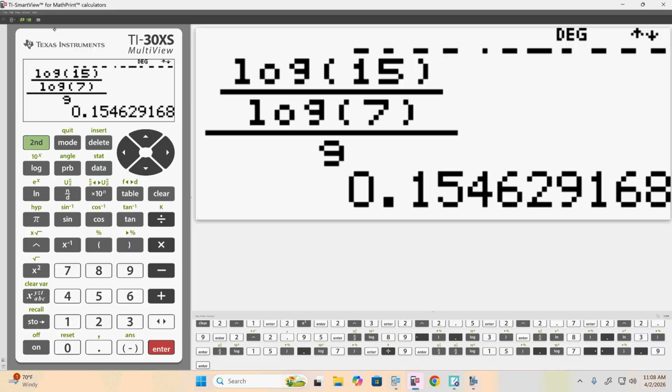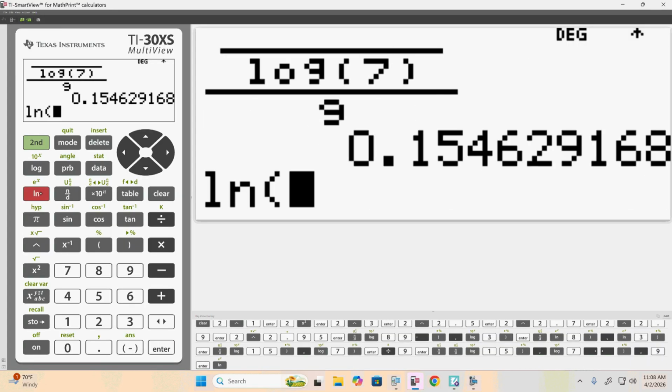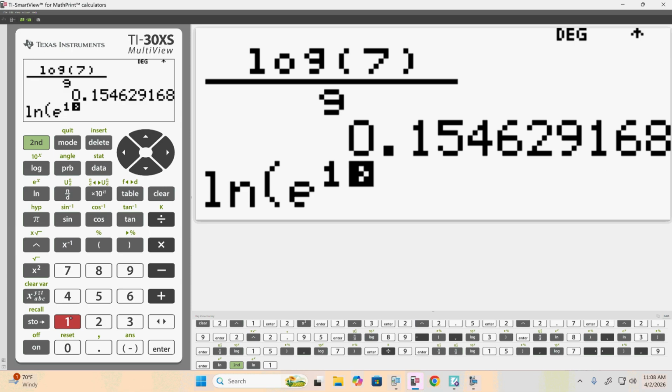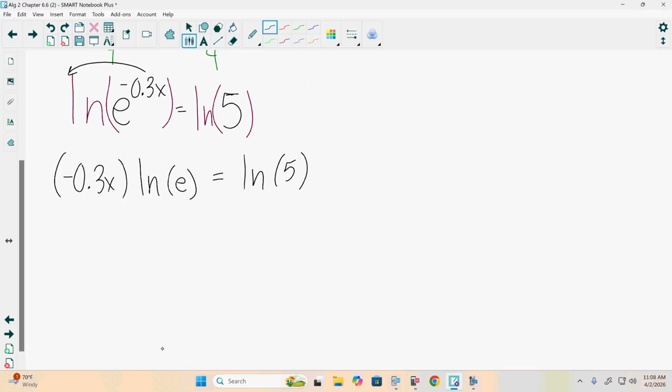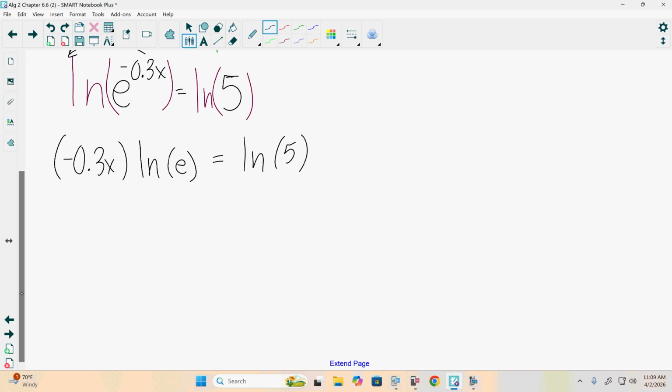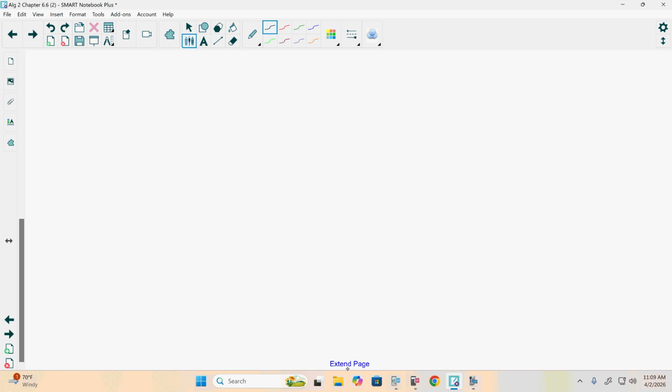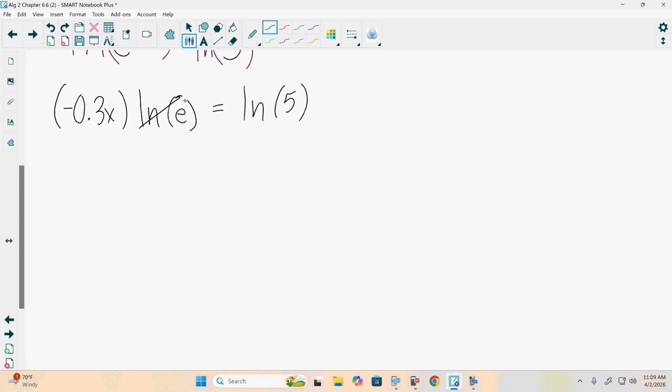That's kind of a way that I've remembered it or find it interesting. Natural log of e is indeed 1, because the base for natural log is e, so the base and what's inside are the same, so it works out to be 1. Telling us that there is 1, and negative 0.3x is equal to the natural log of 5.